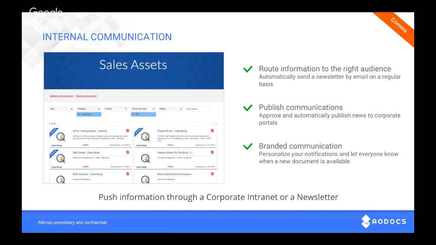So we're going to be able to publish information that's relevant to the right audience. What I mean by that is, if I'm not part of a specific group inside the organization, I may not be able to access specific type of documents. And that's also available within the intranet that is under the administration of AODocs. We're going to be able to publish communications that are duly approved. We talked about that. And we're going to be able to make sure that everything that's published within the intranet is actually branded properly to reflect the image of the organization.